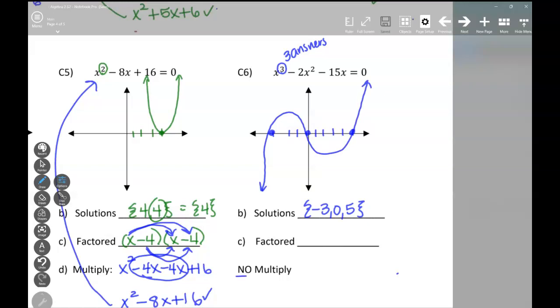On cubic functions, I don't want you to multiply, but I do want you to show me the factorization form. So we're going to go ahead and flip our solutions. x plus 3, that's a 0, so we just have x, and then x minus 5.